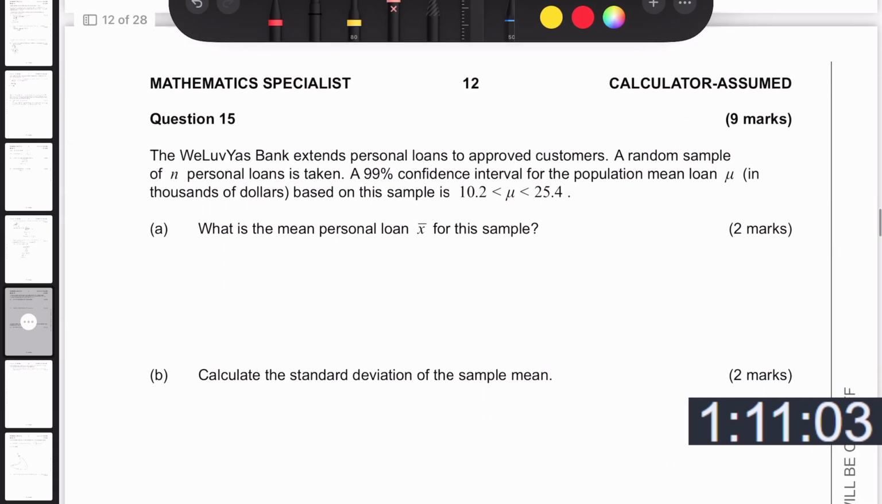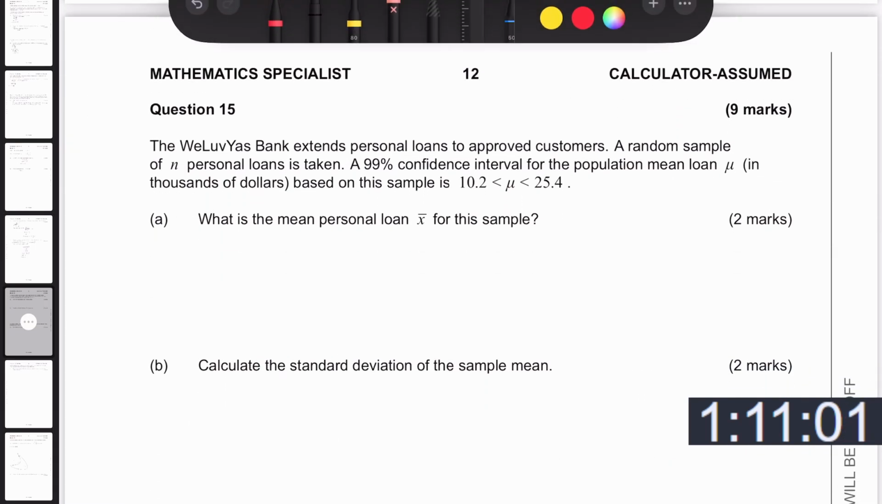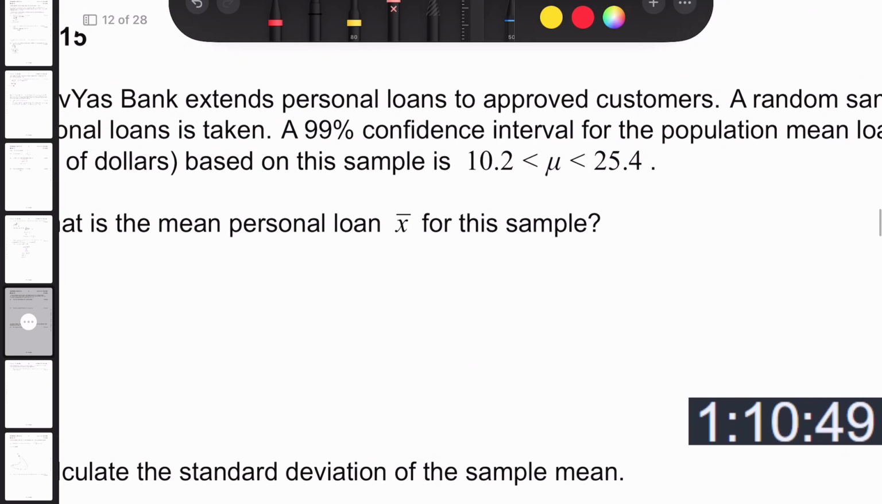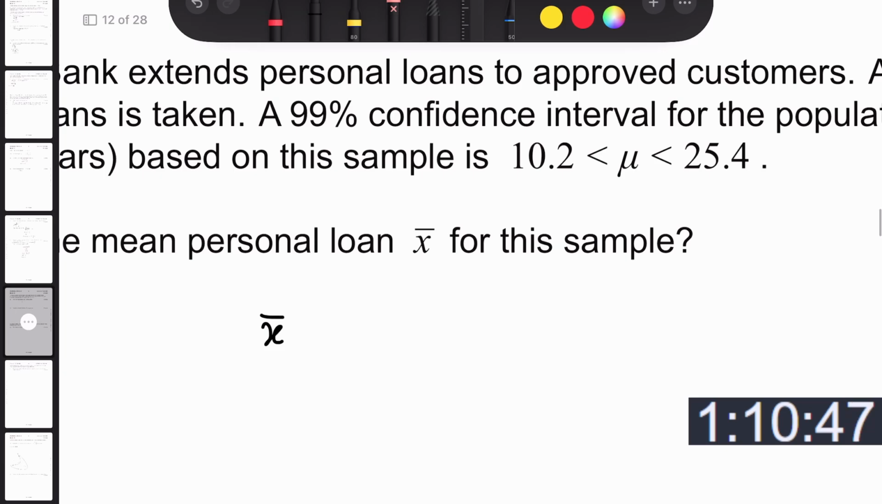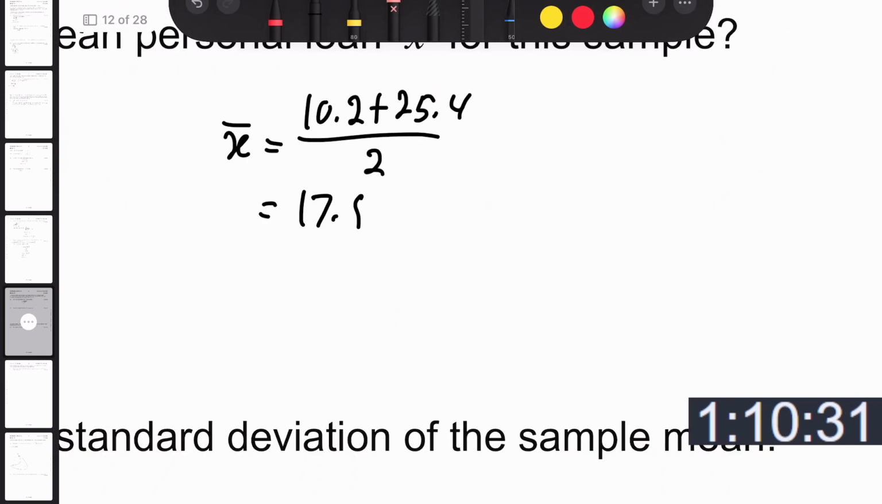Okay. The We Love Yas Bank extends personal loans to approved customers. A random sample of n personal loans is taken, confidence interval of the population mu in thousands of dollars. What is the mean personal loan x dash in this sample? X dash is going to be equal to 10.2 plus 25.4 all over 2, which is 17.8.